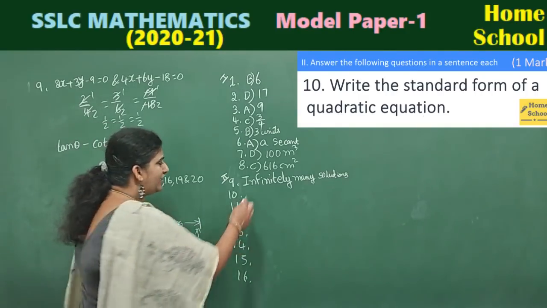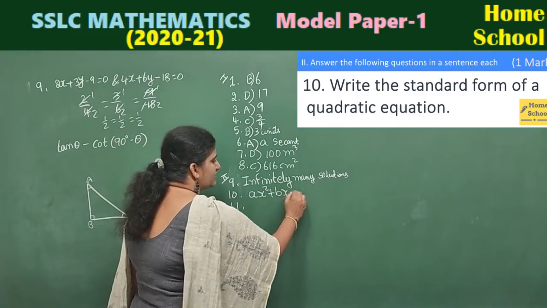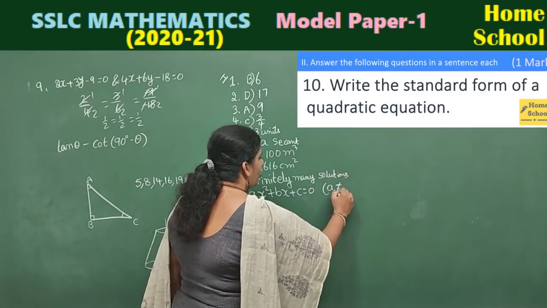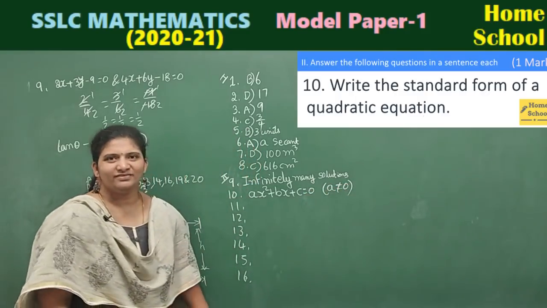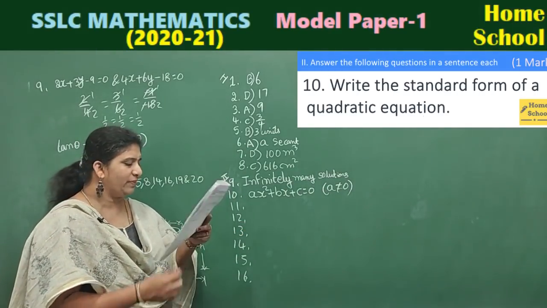Quadratic equation standard form. Everyone knows this. Ax square plus bx plus c equal to 0, where a cannot be equal to 0. Write that where a cannot be equal to 0.